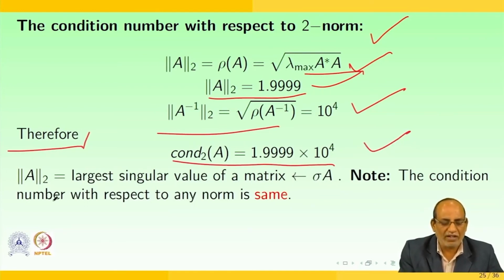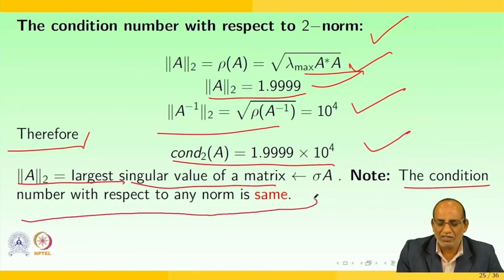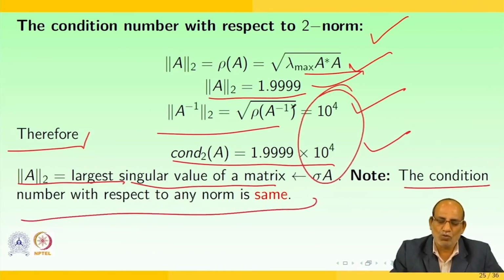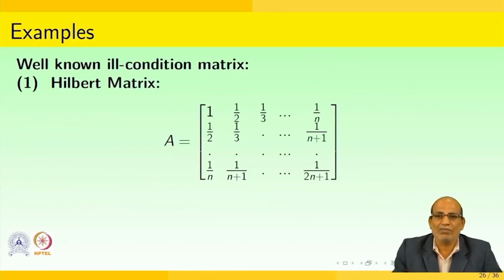That is, norm of A, 2 norm, is the largest singular value of the matrix. So norm of 2 is the largest singular value of the matrix, that is sigma A. Note that the condition number with respect to any norm is the same. So in this case, you see here, with respect to 2 norm it is the same, with respect to infinity norm it is also the same. That means the condition number is the same in some of the cases when you compute the large systems. Well, now let us look into the example.